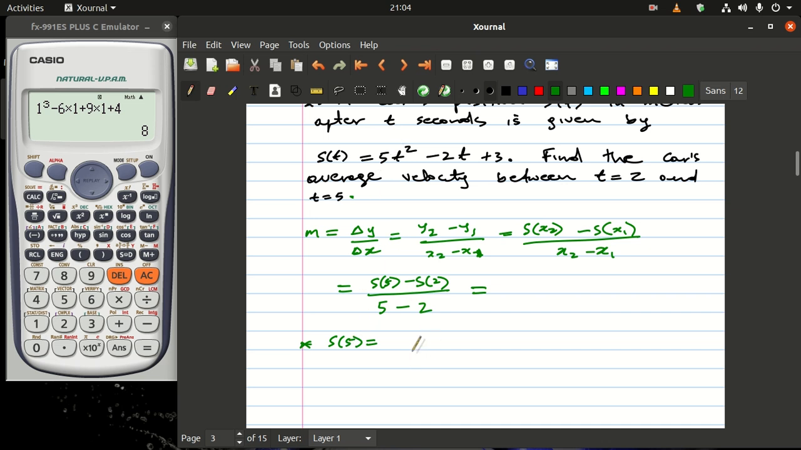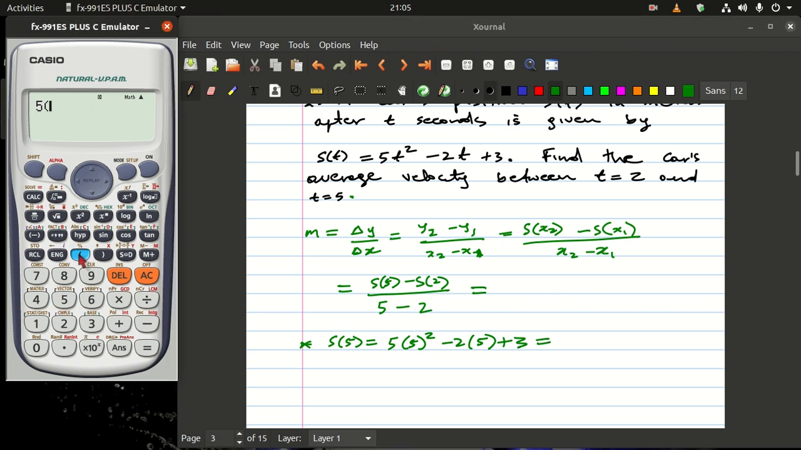Wherever I find t, I'm going to place in a 5. So I will have 5 times 5 squared, and then minus 2 times 5, and then plus a 3. My answer should be 5 times 5, and then I'm going to square that up, and then minus 2 times 5, and then I will add a 3. Just to double check, 5 and 5, and then we have a minus 2, 5, and then we have a 3. The answer is 118.